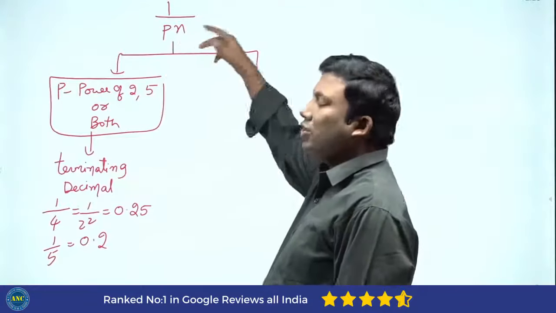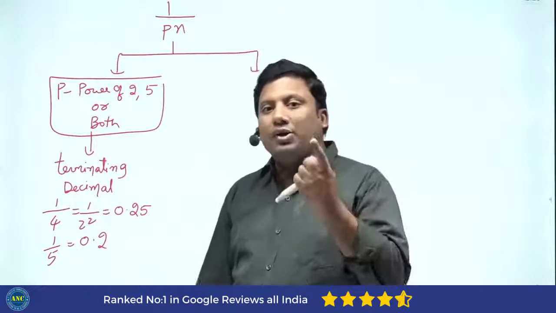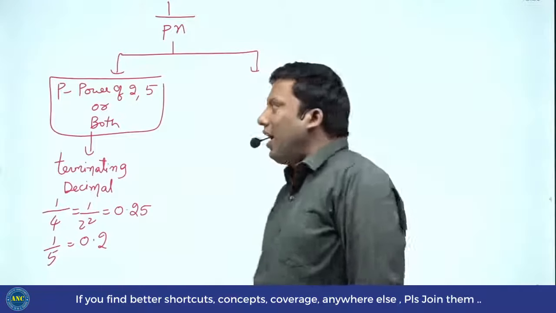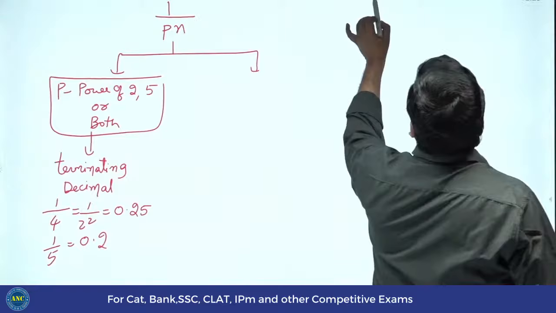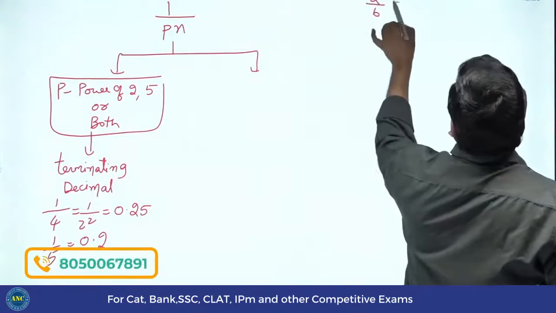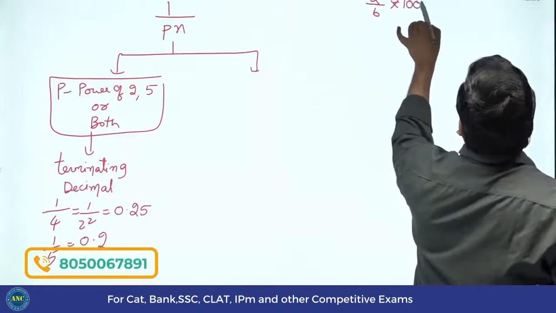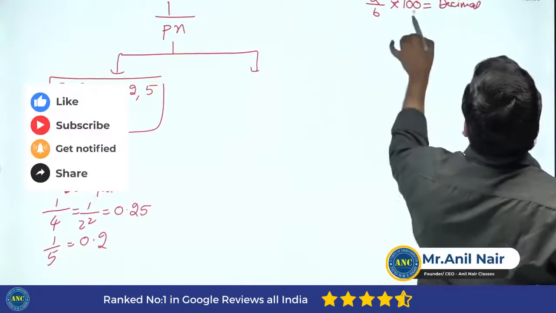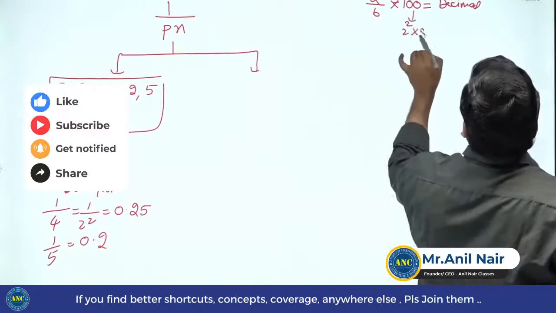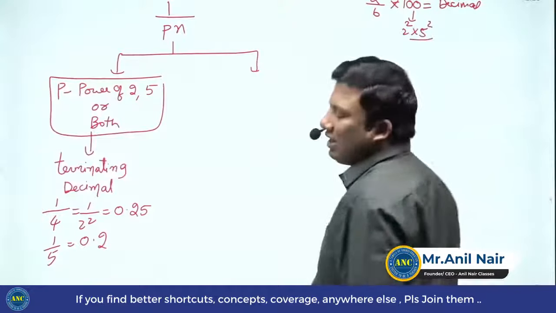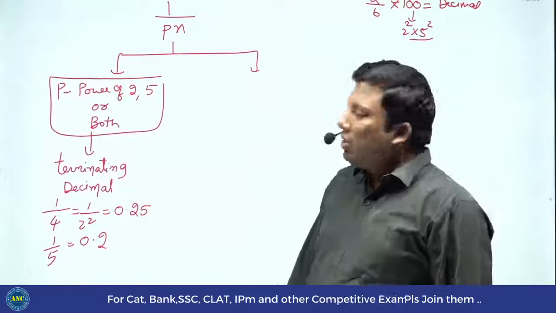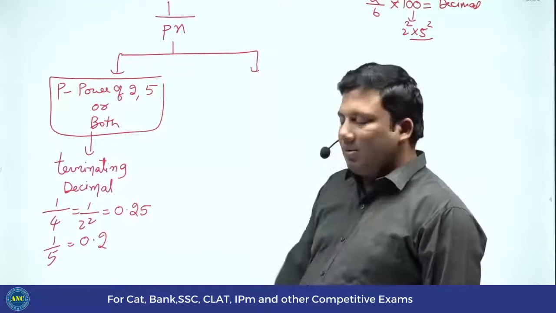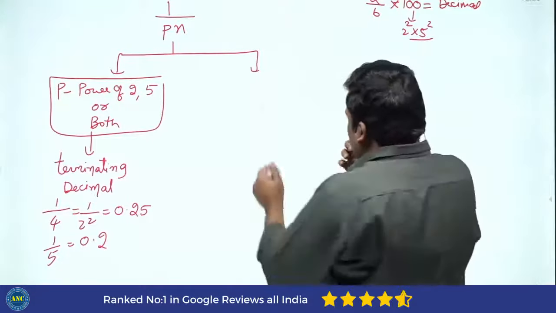For a fraction to convert into a decimal, I need to multiply by 100. What are the prime bases of 100? Suppose a by b. In decimal, we have to multiply by 100. Am I right? 100, what are the prime bases? 2 and 5. That is the reason P should be a power of 2, 5 or both. Then it will be a terminating decimal.